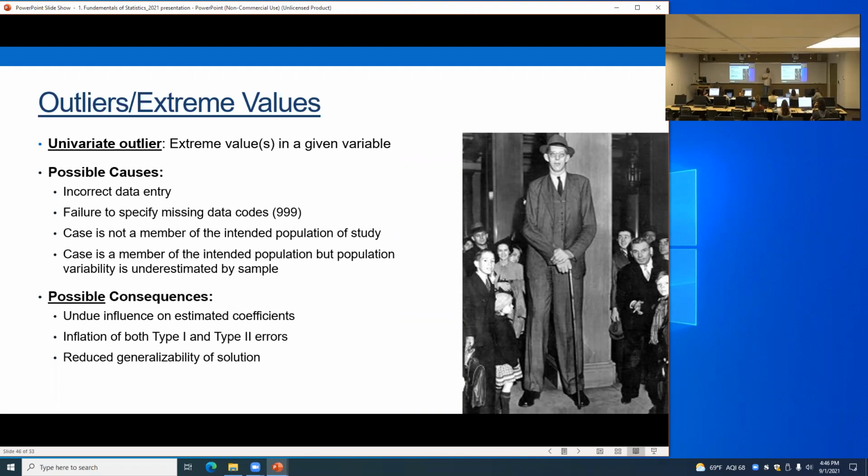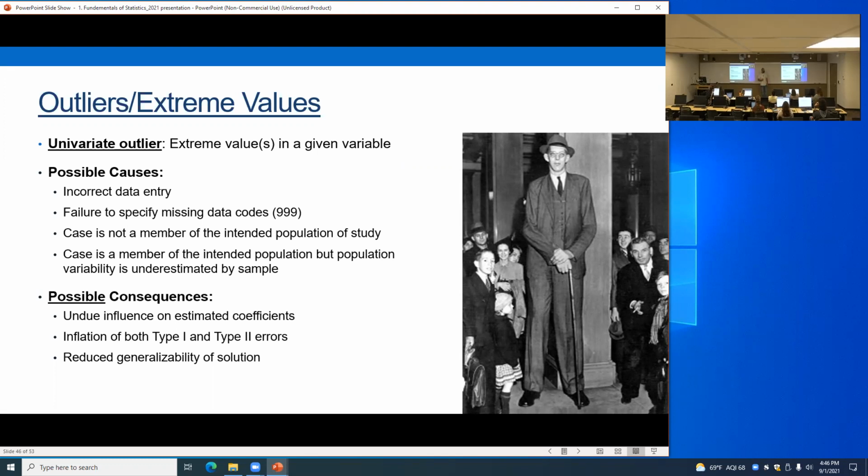Case is not a member of the intended population of study. Example we gave about finding my undergraduate who's making 125 G's. Like, whoa, yikes, is this someone I really want to study? Nope, it's someone I captured, but they're not part of my population of interest. And if that's the case, then we can exclude that person without too much concern.